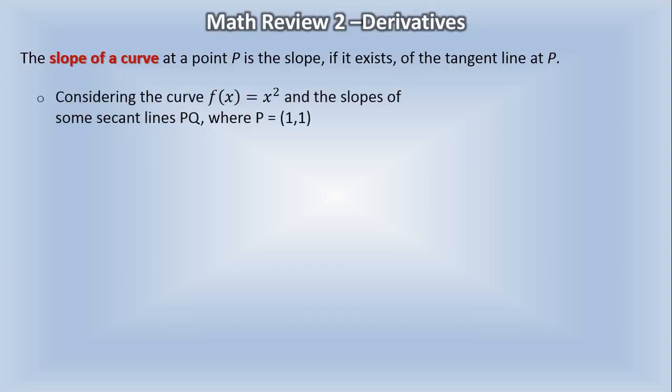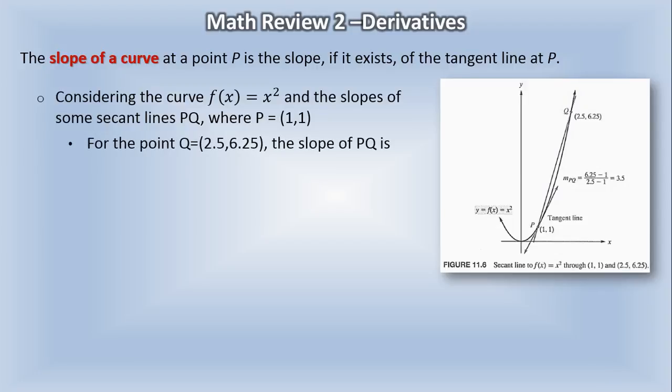So consider the curve, let's say f of x equals x squared, and the slopes of some secant lines PQ, where let's say the point P is equal to (1, 1). So we're at that point (1, 1). Here's x squared. It's just kind of like that U-shaped curve. So let's say there's some point Q at, in this case, (2.5, 6.25), and P is at (1, 1). Then the slope of PQ is your standard rise over run, right?